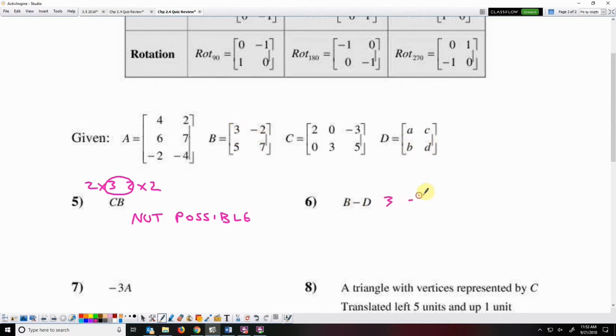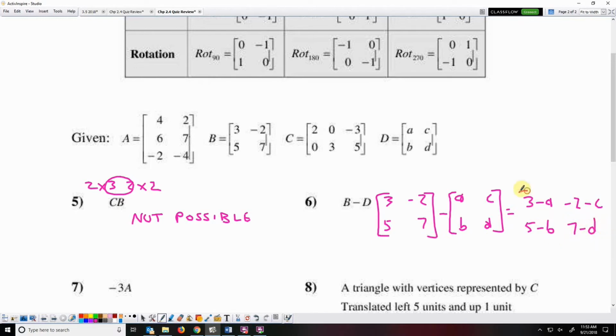So 3, negative 2, 5, 7, minus A, C, B, D. Okay? 3 minus A is just 3 minus A. Negative 2 minus C. 5 minus B. And 7 minus D. So that is our answer.